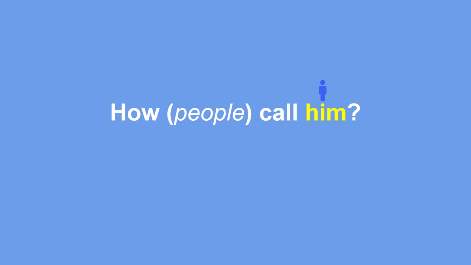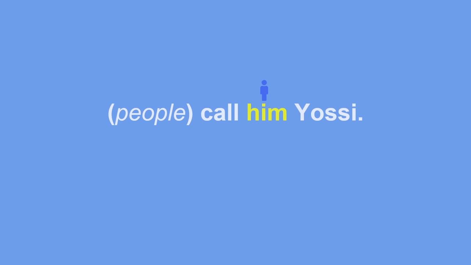Next inflection will be to him, and the inflection will be lo. To her, la. And now let's work with those two. How people call him? What's his name? Ech kor'im lo. People call him Yossi. His name is Yossi. Korim lo Yossi.